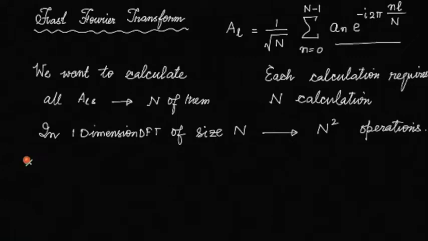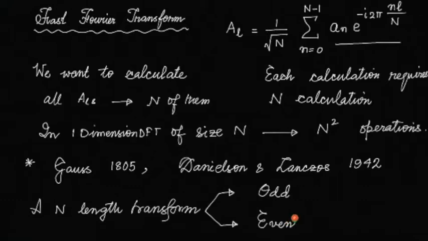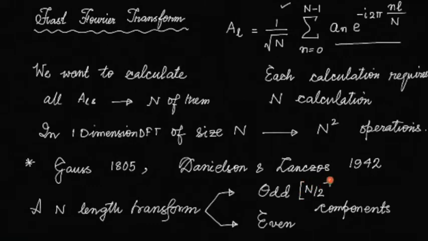Now a way forward was suggested originally by Gauss in 1805 and then rediscovered by Danielson and Lanczos. They showed that if there is an n-length Fourier transform, it can be broken into two Fourier transforms, one with the odd and the other with the even components. Like we are summing over small n here, so n equals 0, 2, 4. That will become one Fourier transform, one DFT, and the 1, 3, 5 will become another DFT. And it's obvious that I will get n by 2 here and n by 2 here.